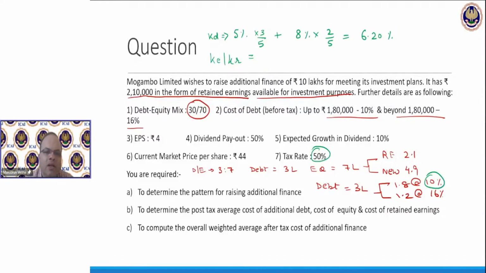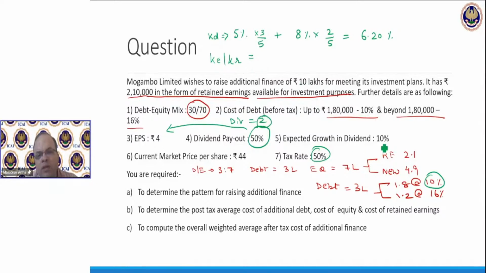In this case, D1 is... so the dividend payout is 50%. So if 4 is my EPS, then D1 will be 50% into 4, that is, the dividend is 2.